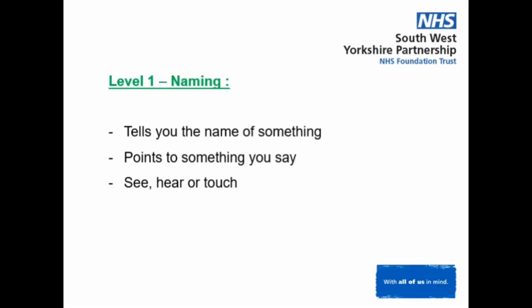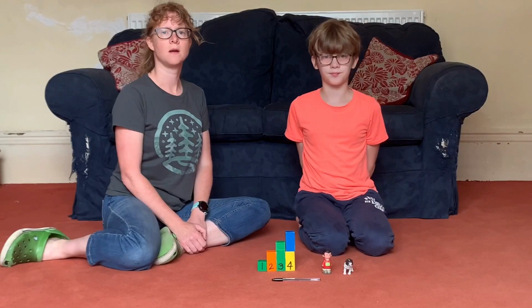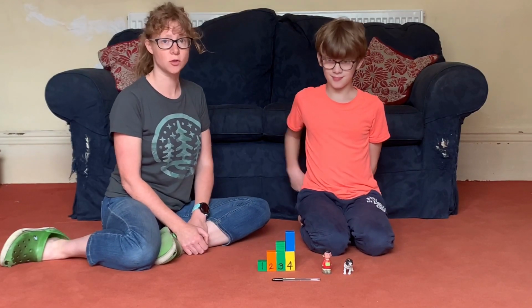So remember, at this level, your child may tell you the name of something or point to something you say, or it may be about something they can see, hear or touch, and the objects are right in front of them. Level 2, Describing. Blank level 2 is called describing.